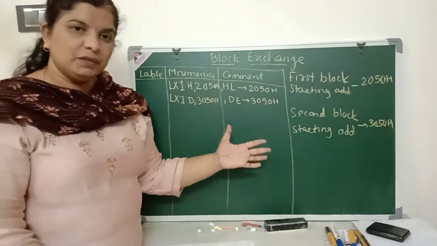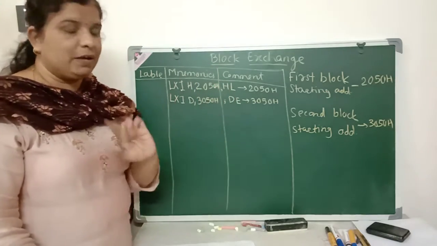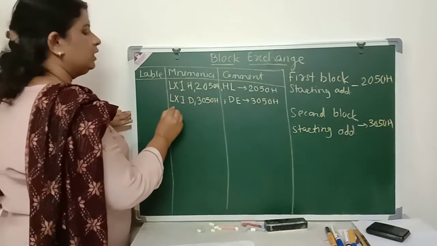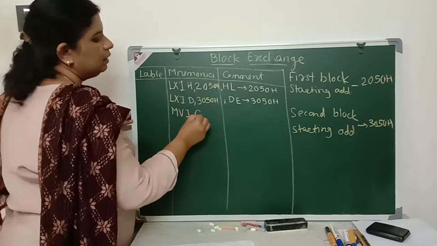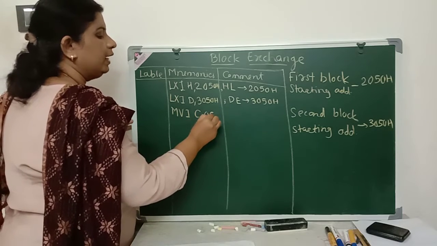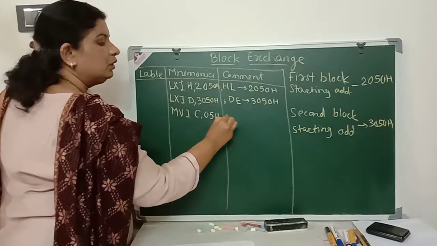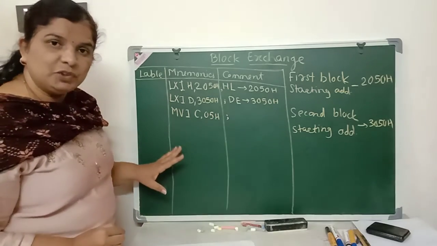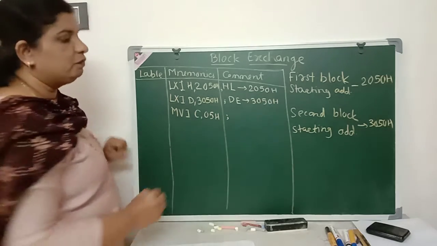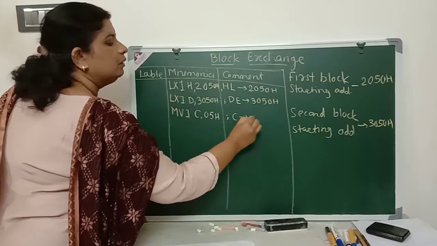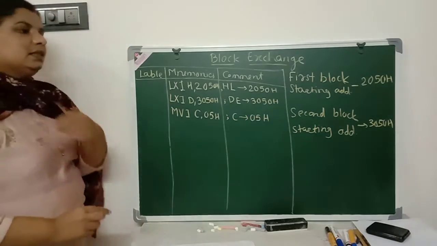Now how many numbers do we need to shift? In the example I explained that we have stored a block of 5 numbers. So in this case we need to set a counter for 5 numbers. I will take the C register and copy the immediate number 05 into the C register. This is the counter, that is, we need to repeat the process of exchanging the numbers 5 times, and that's why I have taken 5 here. So C will be loaded with 05H. This is the counter.